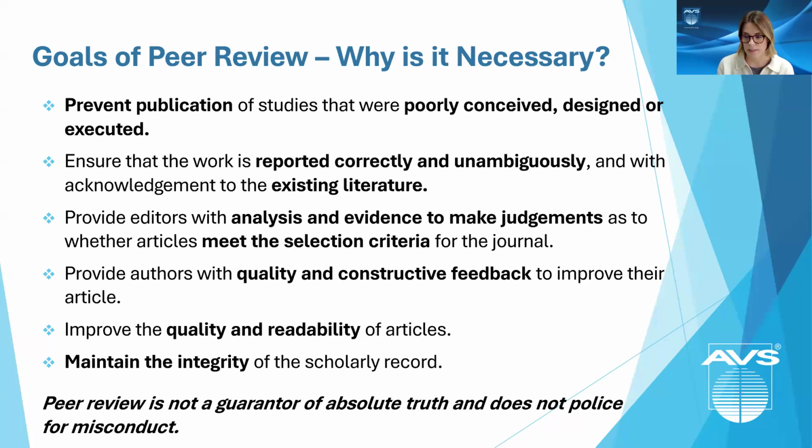The goals of the peer review process explain why it's necessary to employ for scholarly publishing. First and foremost, to prevent the publication of studies that were poorly conceived, designed, or executed, or contain incorrect results. It also helps to ensure that studies are clear and unambiguous and properly give credit to existing research. From an editorial perspective, peer review provides editors with analysis and evidence that they can use to make judgments about publication. And for authors, peer review provides them with constructive feedback to improve the quality and readability of their articles, which benefits them as well as eventual readers.